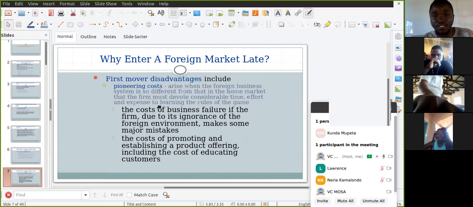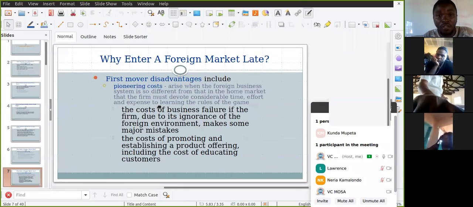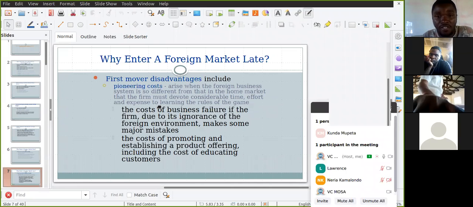The cost of business failure if the firm, due to its ignorance of the foreign environment, makes some major mistakes. The cost of promoting and establishing a product offering, including the cost of educating customers. So we see that there are some disadvantages that are related to entering a given market area.